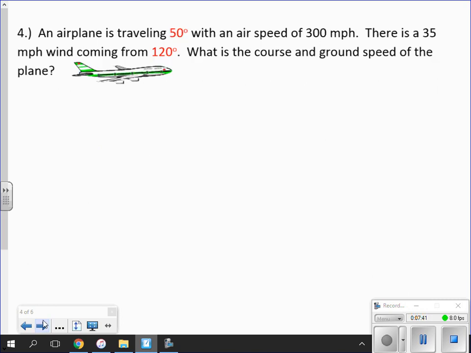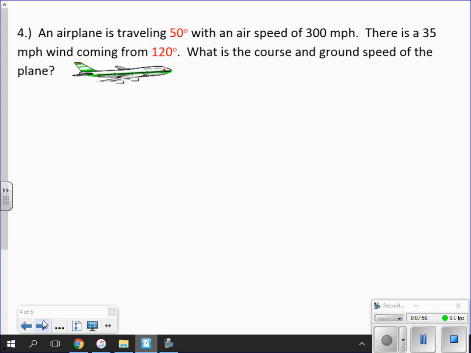The airplane is traveling at 50 degrees with an airspeed of 300 miles an hour. There's a 35-mile wind coming from 120 degrees. What is the course and ground speed of the plane? In other words, the resulting vector of the two.